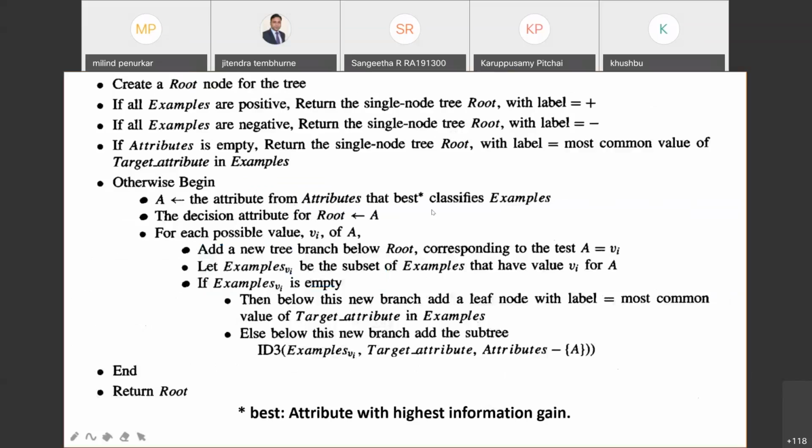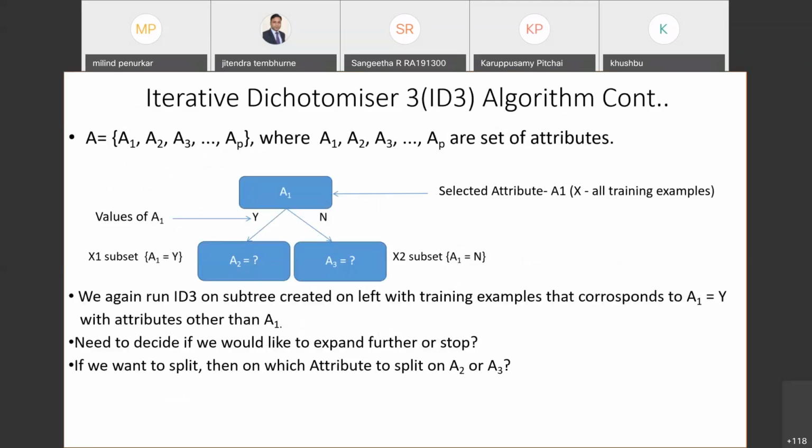From the attributes, select the best. For each possible value vi, add a new tree branch below the root corresponding to the test A equal to vi, and let examples be the subset of examples that have value vi for it. And if examples of vi is not empty, then we would again be adding this branch further. So we again run ID3 on the subtree created on the left with training examples that correspond to A1 equal to Y, with attributes other than A1, right? So you need to decide if you would like to expand further or stop.